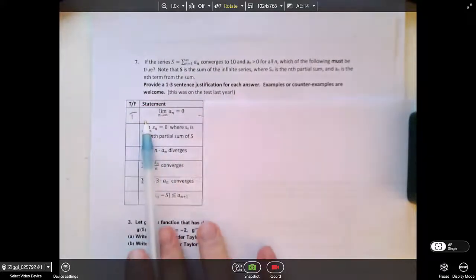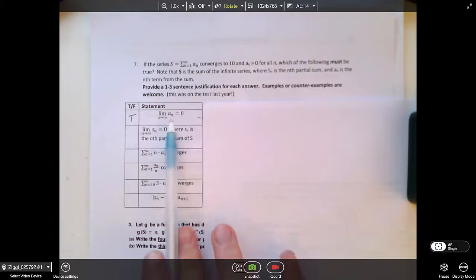So this first one is true. It's saying the limit as n approaches infinity of the nth term is 0. So in other words, that's just saying that all of the terms in your series are approaching 0. So why might this be true?